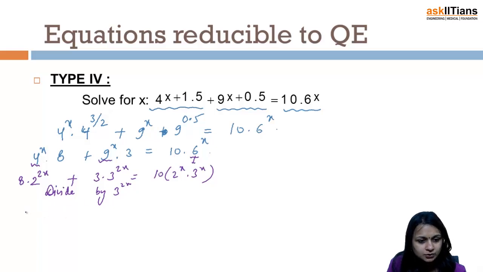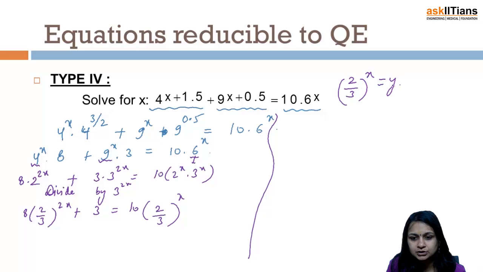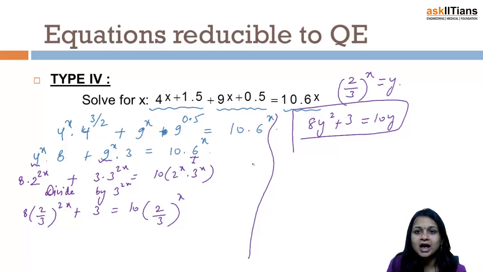How? Divide by 3 raised to the power 2x: 8 into (2 by 3) raised to the power 2x plus 3 is equal to 10 times (2 by 3) raised to the power x. And now the next step is we will put (2 by 3) whole raised to the power x equal to y. So this becomes 8y square plus 3 equal to 10y. We can solve this. Again remember that we have to get finally the value of x, and I will use (2 by 3) raised to the power x equal to y to get the final answer. So 8y square minus 10y plus 3 equal to 0.